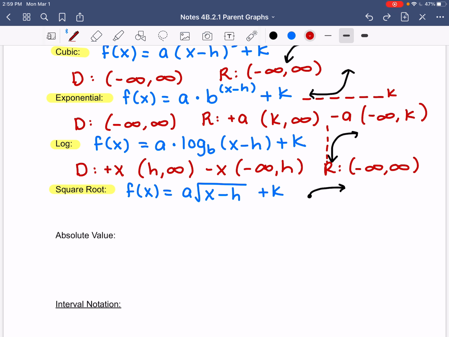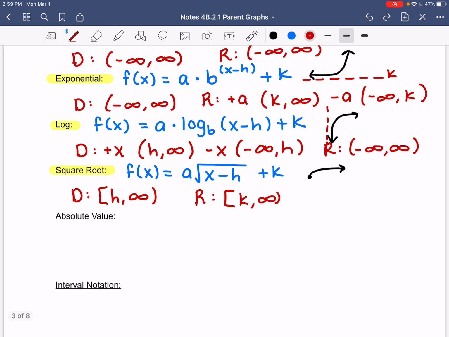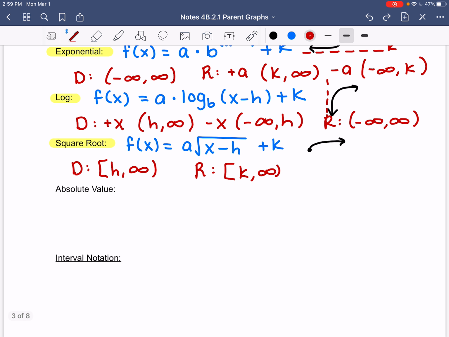The domain for your square root functions depends on your h value. It's just from your h value to infinity. And then your range goes from your k value to infinity. So this point right here is your h and your k. So depending on where that point is, that's going to give you your domain and range. The arrow just goes towards infinity.